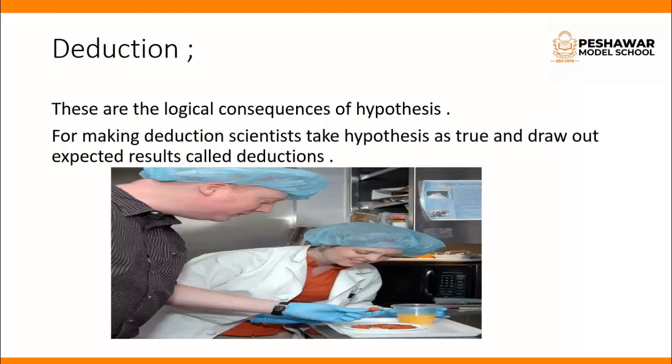The next step is deduction. These are the logical consequences of hypothesis. For making deduction, scientists take hypothesis as true and draw out expected results called deductions.